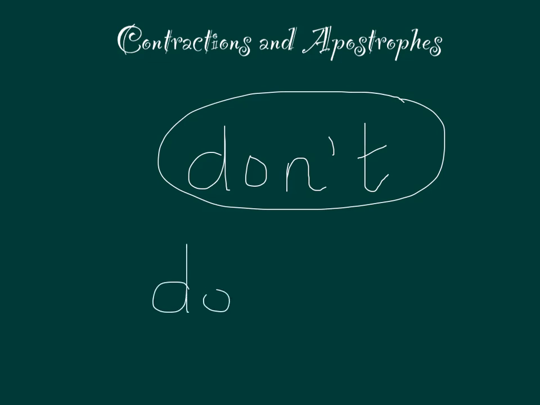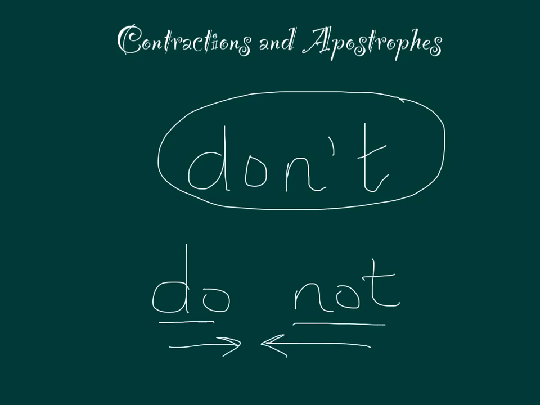Do not. So when we contract something, we're taking something big and making it smaller. And in this case, we're taking the words do not, we're pushing them together, and we're taking out a letter. In this case, you can see that we took out the letter O, the second O. I like to think that that O is tired and it needs a break, so this apostrophe comes to the rescue.